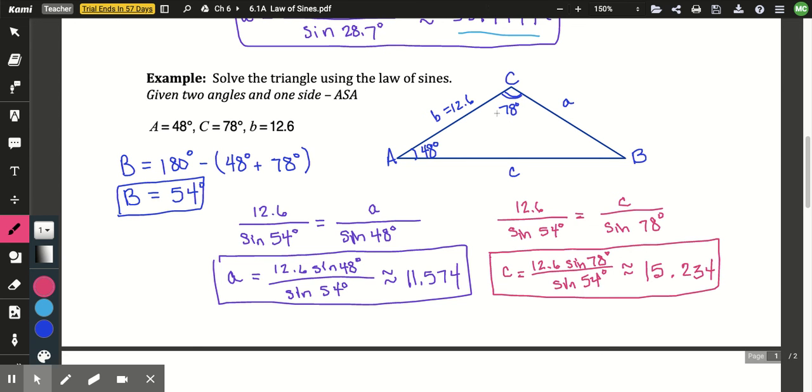So on this one, the largest angle was angle C at 78 degrees. So that means the longest side of this thing should be side C. And we found that side C was 15, which is bigger than 11 and 12. So that one is the longest. And the smallest angle on this one is angle A, 48 degrees. So that means side A should be the shortest side, and it is.